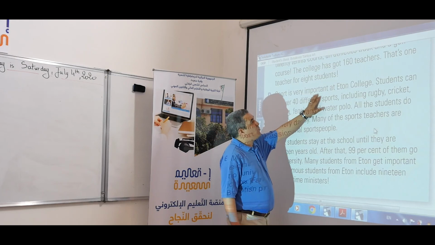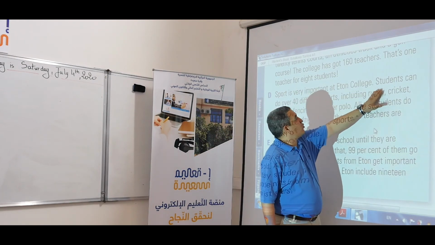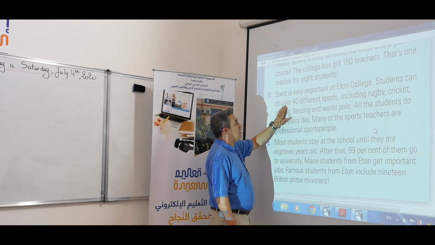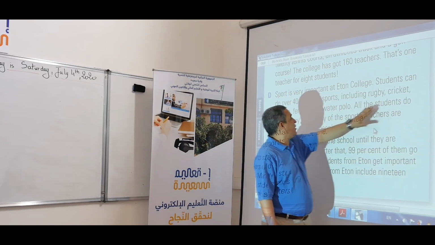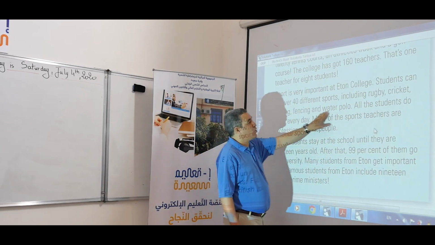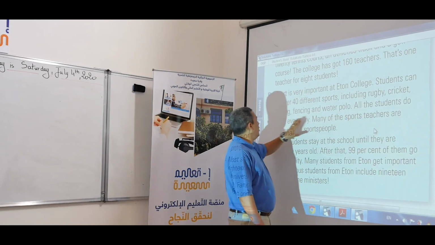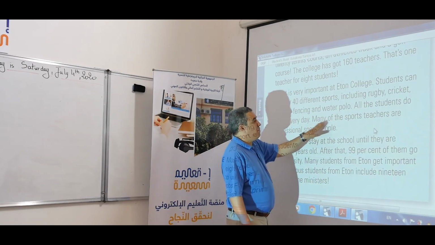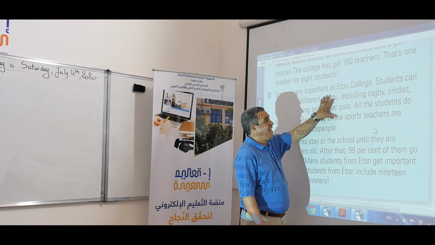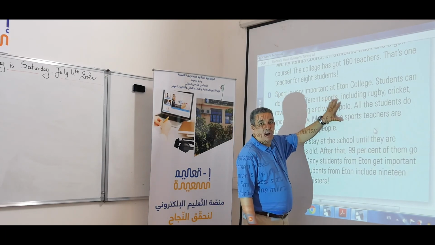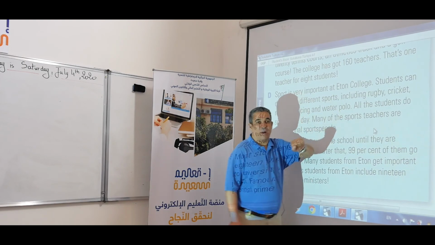Sport is very important at Eton College. Students can do more than 40 different sports, including rugby, cricket, rowing, fencing, and water polo. All the students do sport every day. Many of the sport teachers are professional sports people. So the idea refers to this paragraph. Next.